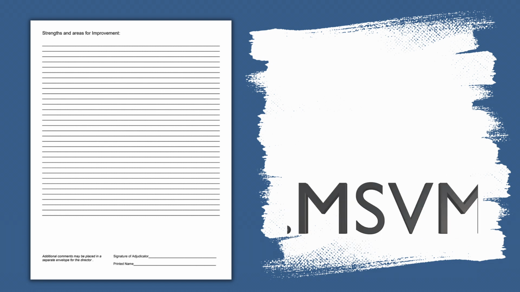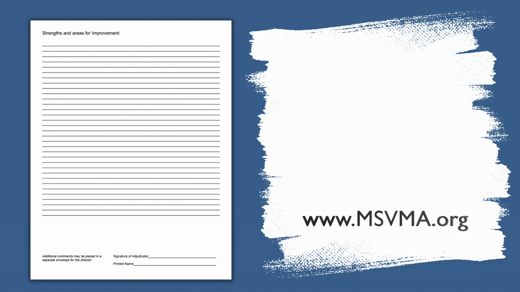Adjudicators do not need to police repertoire or ensemble requirements. Eligibility is monitored by event personnel. Adjudicators may find out more about current repertoire regulations and suggestions on the MSVMA website. Questions regarding repertoire or other matters may be discussed with the event coordinator or supervisor.